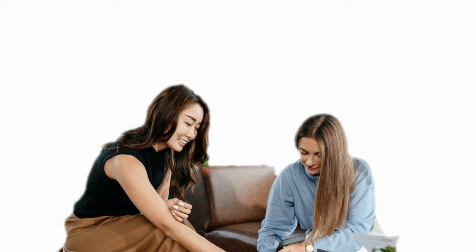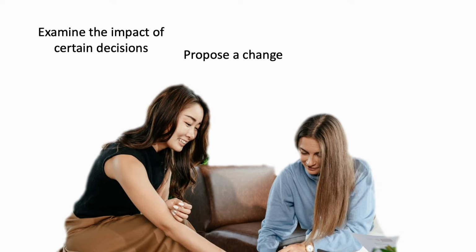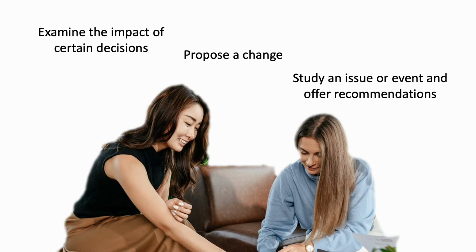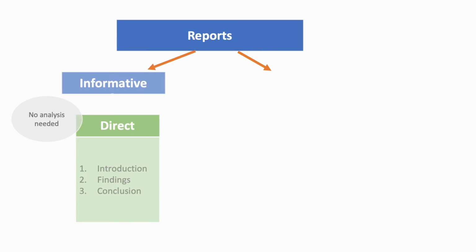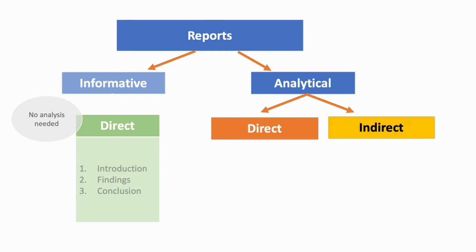But what if we're writing a report to present the impact of certain company decisions, or to propose a change, or to present the results of a study? These reports involve some sort of analysis. This means we'll need to write an analytical report. Analytical reports can be direct or indirect, depending on the context and the reader. If the reader is familiar with the context of the report and is likely to agree with the conclusions in the report, if the reader does not need much persuasion and is expected to respond neutrally or positively to our recommendations and conclusions, then we may most likely write a direct analytical report.